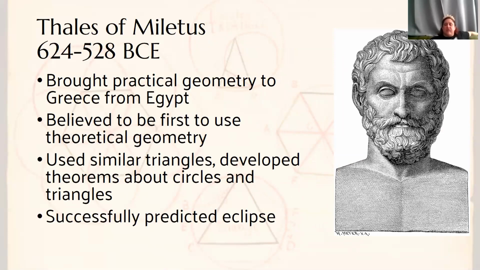So now that we have a little background on the Greek approach to mathematics, let's meet some of the big players in geometry. Thales is considered to be the father of modern or theoretical geometry. He was the first one to use that in his philosophy. He learned about similar triangles, and he developed some theorems about circles and about triangles, and he was able to use his geometry in a practical way. He first learned about practical geometry in Egypt and brought that knowledge to Greece, but then he theorized it. And he was able to successfully predict an eclipse as a result of that.